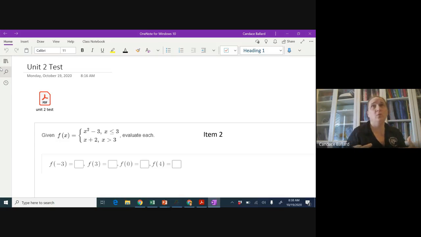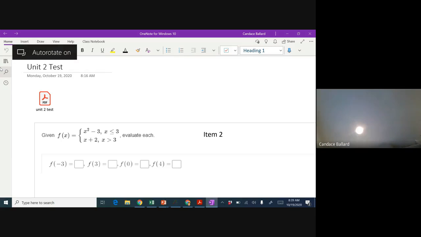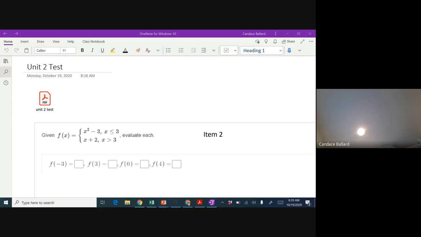You can always go back to the review materials for the last test too and redo those. That's a really good idea. I also put a bonus assignment out there that should help as well. So that's another way to get some extra points. Take advantage of those.